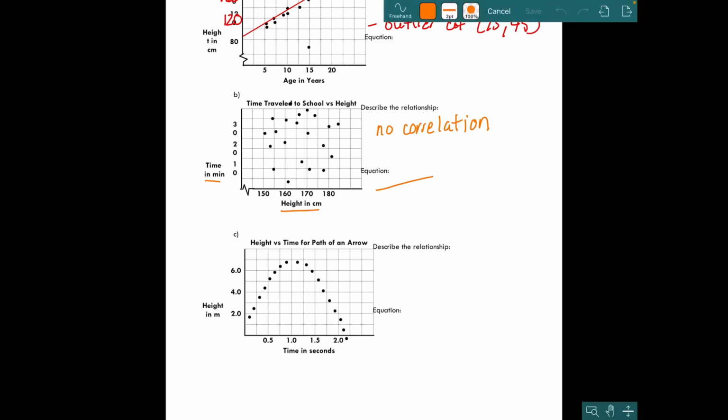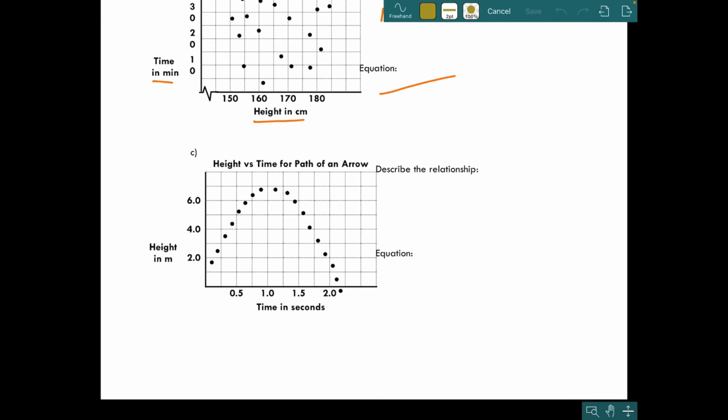Then the last example says height versus time for the path of an arrow. So this one is not linear. You can see that we definitely have a pattern. As time goes on, the arrow is traveling up in the air, so the height is increasing, but then eventually gravity pulls it down and it comes back down. So we could draw a curve of best fit, but not a straight line of best fit.